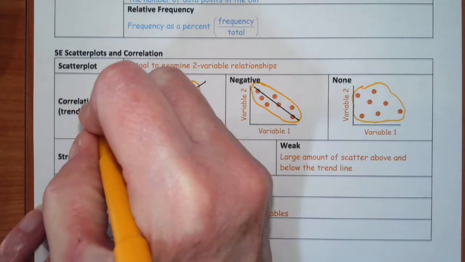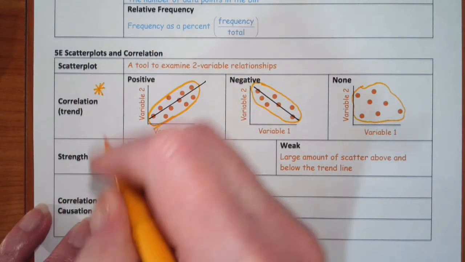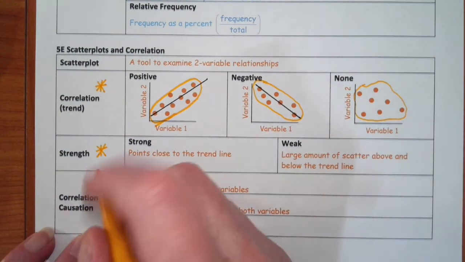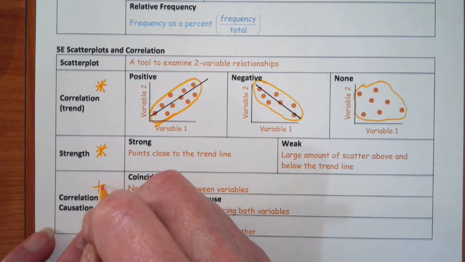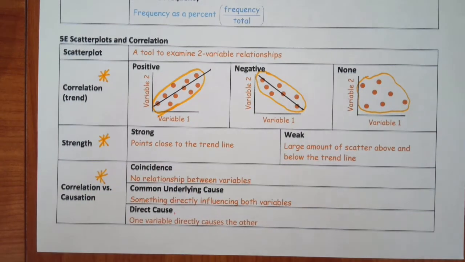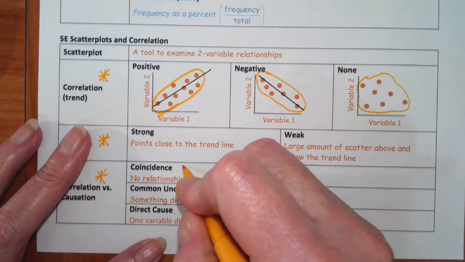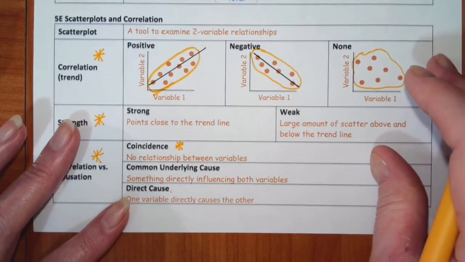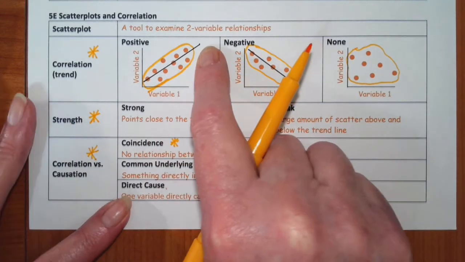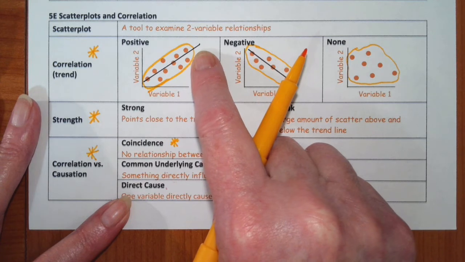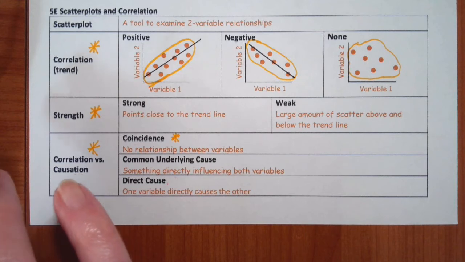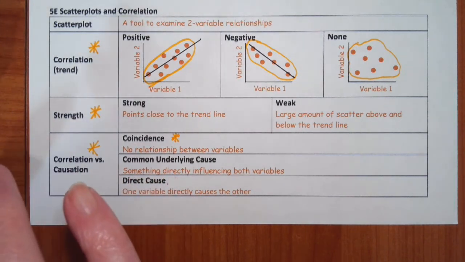So you're going to need to know correlation definitions, what they mean, strength definitions, know what they mean, and you're going to need to know about correlation versus causation. There are three different categories for that. A coincidence, okay, where there's no relationship between the variables. It may look like there is a correlation, but it's a coincidence. My favorite one is the number of pirates and the global temperature.